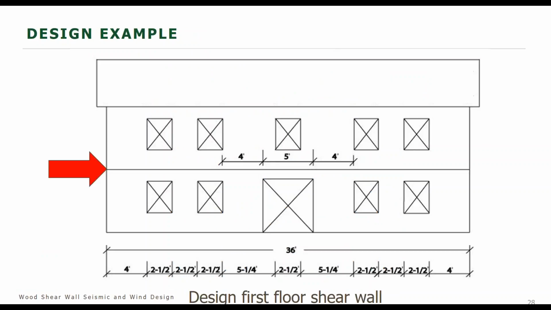So this is the design example structure that we're going to be working with today. It is a 2-story house. You can see 36 feet long in this dimension. And for each of the examples we're going to work today, we're going to design the first floor shear wall. At the ends, you can see we've got a 4-foot width of wall between the edge of the window and the end of the wall. And then between the windows, we have a 2.5-foot segment.